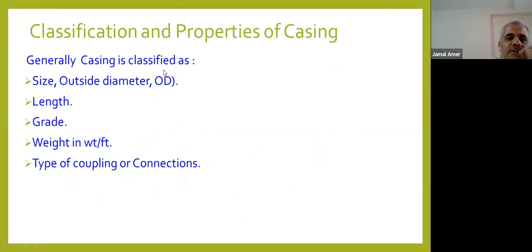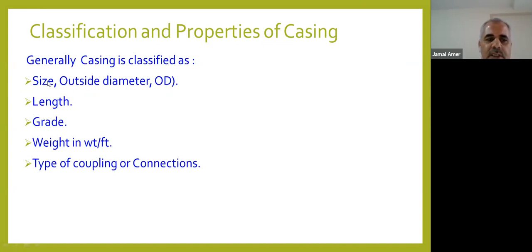How to classify the casing. Casing is classified according to the size. We have different sizes of casing, because we cannot drill a well from surface to the final depth in one size. This is very costly and it cannot be achieved. So we drill in stages, and each stage will be narrower than the previous stage. For this reason, we have different sizes and diameters of casing.